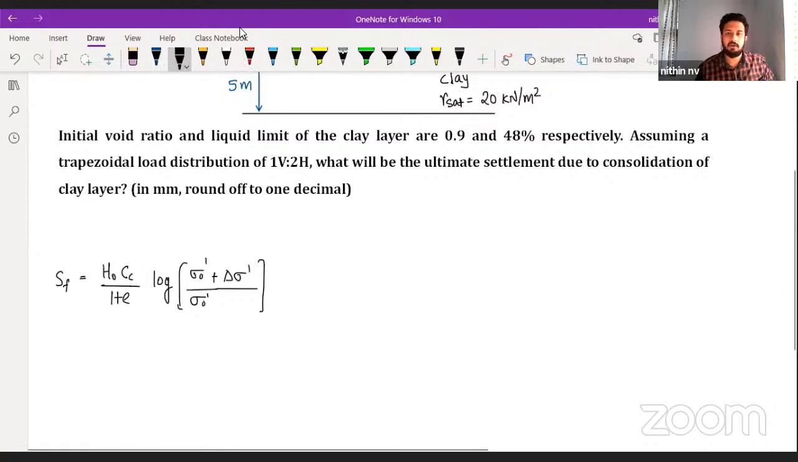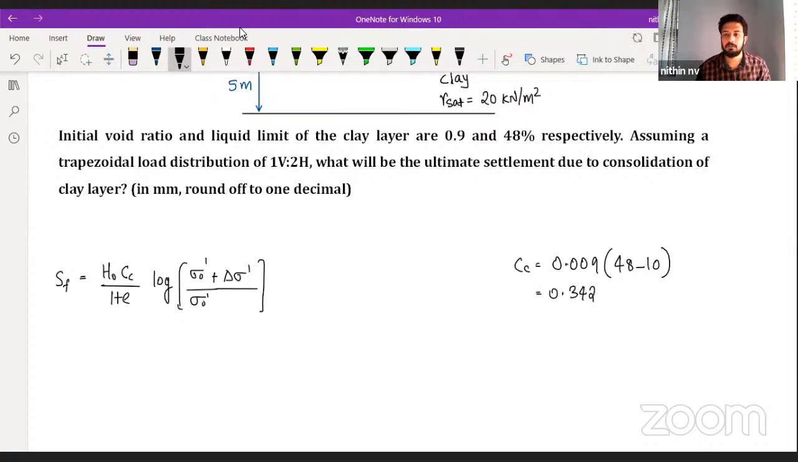So the CC value, tell me how much it is. By default, 0.009 into how much is the liquid limit? The initial void ratio and liquid limit are 48%. See, this is actually 10, meaning 10%. Properly check it. It has to be substituted in percentage. So how much are you getting?